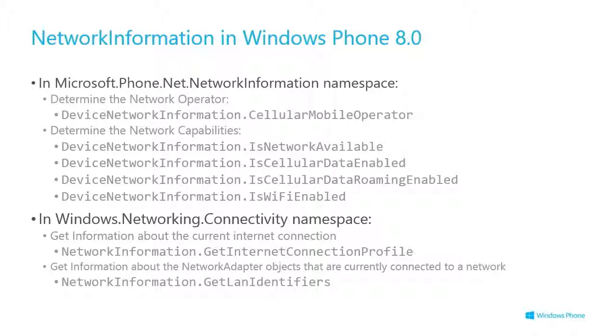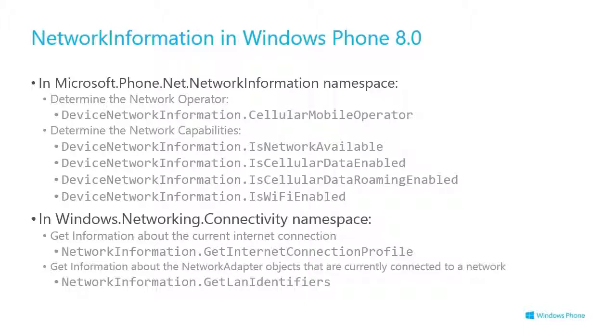There's also a bunch of other device network information objects. You can get a lot of information about whether you've got a network at the moment, whether we're roaming, whether we've got Wi-Fi turned on, so you can get a lot of information about the current state of connectivity on the device. And we've got some new APIs. The network information is in the Windows Phone Runtime API set called Get Internet Connection Profile, which is really useful for getting the information about what the current internet connection is.